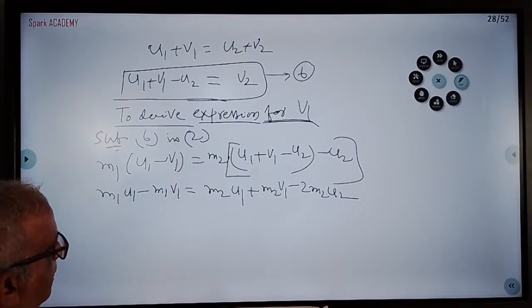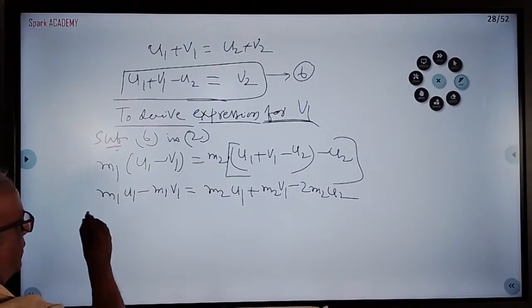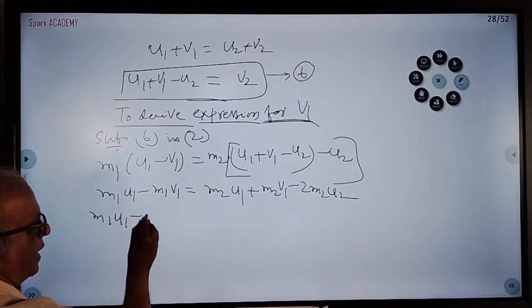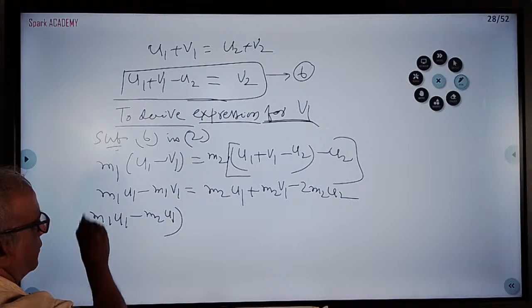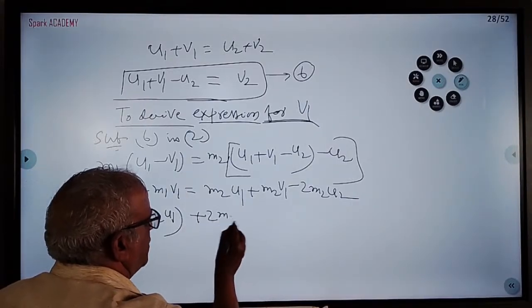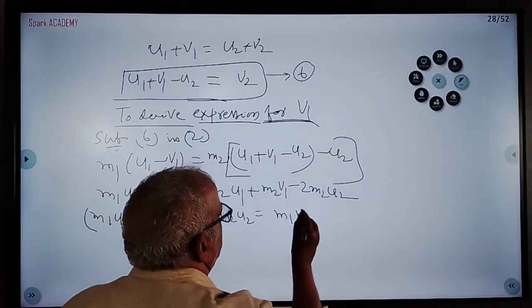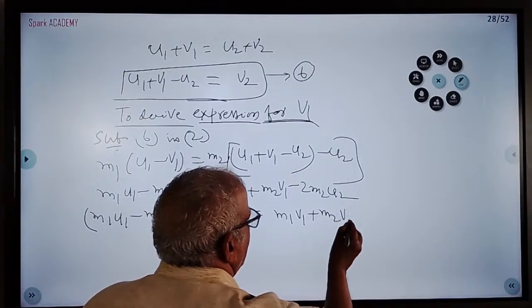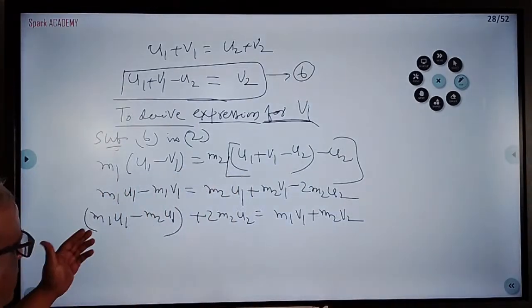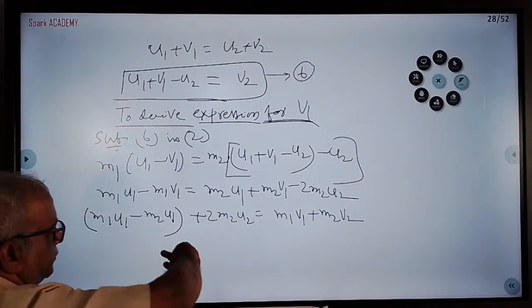I am bringing the u1 terms to one side. The u1 terms mean m1 u1 minus m2 u1, one term I will get. Plus 2 m2 u2, I will bring to this side. It becomes m1 v1 plus m2 v1. If you arrange the terms, you can easily understand. m1 u1 minus m2 u1 plus 2 m2 u2 is equal to m1 v1 plus m2 v1. So I am showing the next page now.